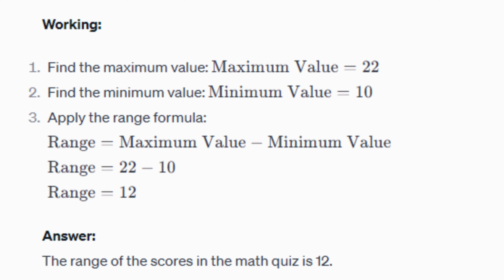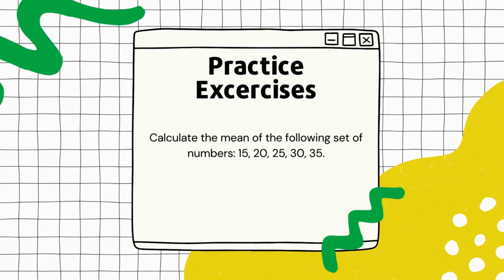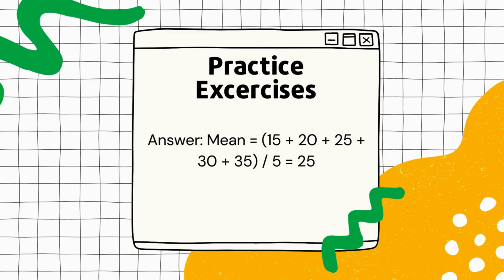So easy. So we have done a lot. It's now time to practice. Now what you have to do is to work this out, and you simply press pause, and once you have your answer, you can start the video again and see if you got it right. Okay, so you're going to calculate the mean of the following set of numbers: 15, 20, 25, 30, 45. So pause the video now, and when you have the answer, come back to see if you got it correctly. So let's see the answer.